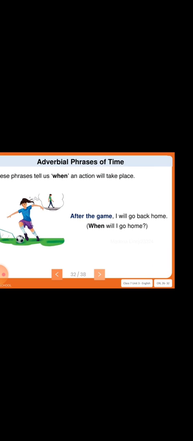Here is another example: after the game I will go back home. When will you go back home? Here the question raised is when, so it is an adverbial phrase of time. Now next is the example about adverbial phrases of place. I will park. Where will you park? I will park near this garden. So where are you parking? You are parking in the garden. Here it shows the place, where. When the question where is raised, it is an adverbial phrase of place.